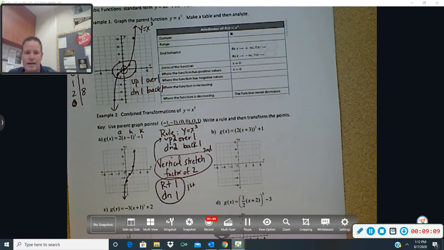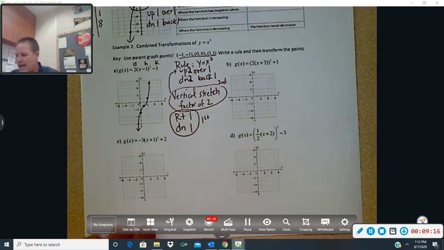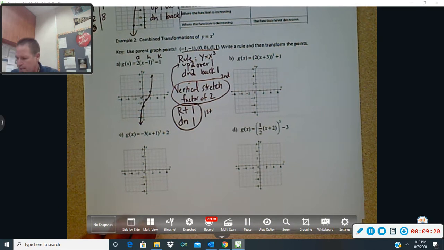Okay, now, do you get it at this point? No? Okay, so let's get another one here. Let's go to letter C, because the next two have some horizontal stretches and compressions. That always is a little more complicated.